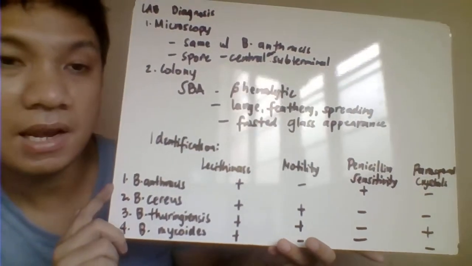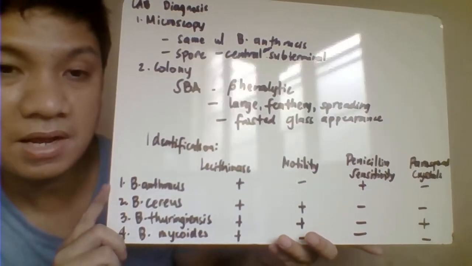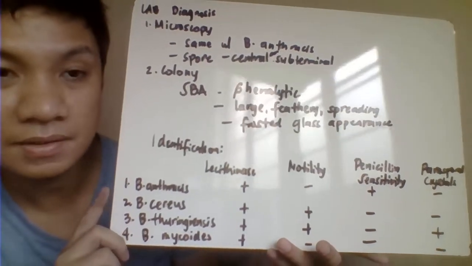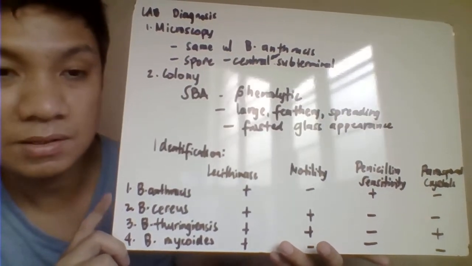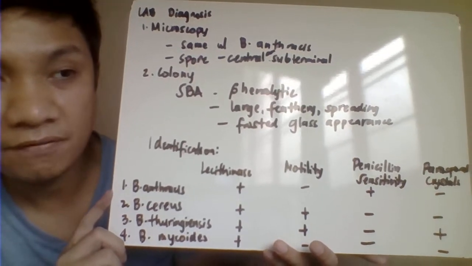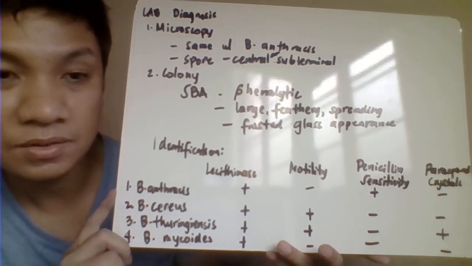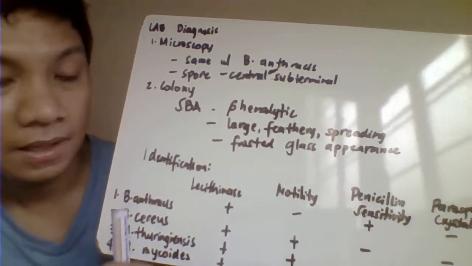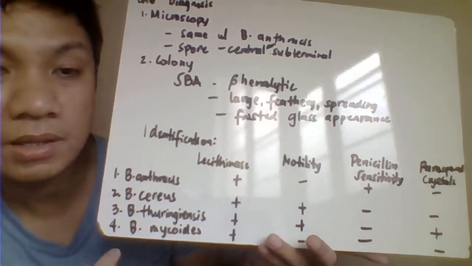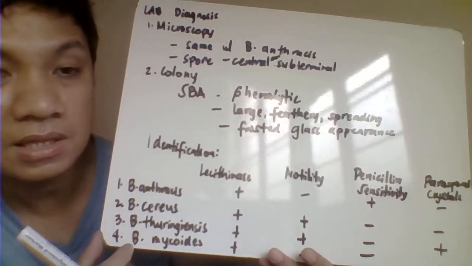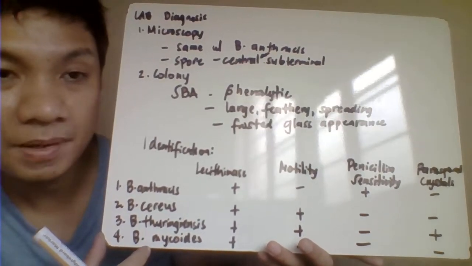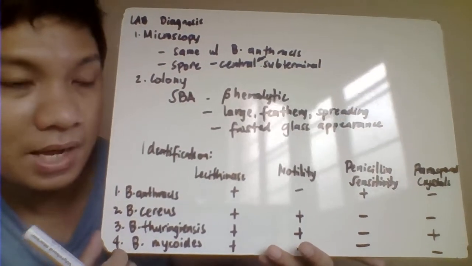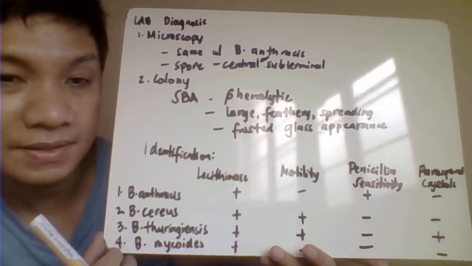Then we have here the laboratory diagnosis. For microscopy, we have the Gram stain result. Bacillus cereus has the same characteristics as Bacillus anthracis. That one is gram positive, square-ended rods or bacilli with spores present either central or subterminal. For the colony, it differs from Bacillus anthracis because this one is beta hemolytic on sheep blood agar, whereas Bacillus anthracis is non-hemolytic. This one also appears large, feathery, spreading, with a frosted glass appearance.